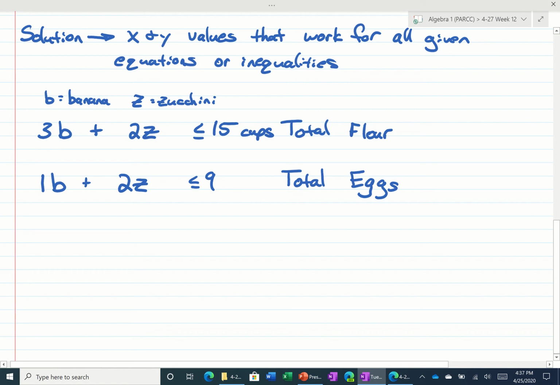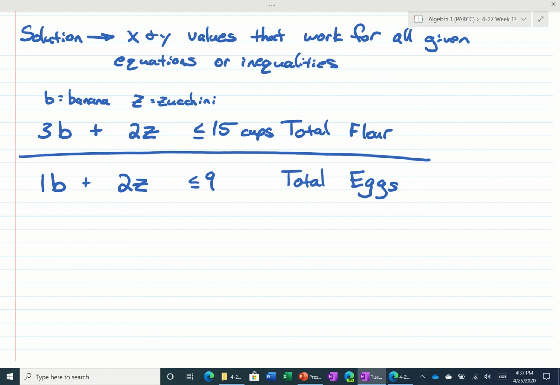And one thing to keep in mind here, some people get a little confused. Everything that goes in this top inequality has to be flour. People get confused if they start throwing numbers all over the place, but banana bread has 3 cups flour, zucchini bread has 2 cups flour, you have 15 cups total flour, you have 1 egg banana, 2 eggs zucchini, 9 eggs total, so everything's in the right place.